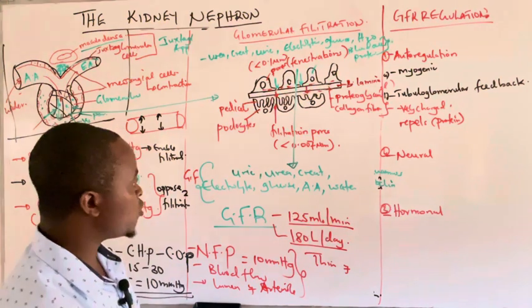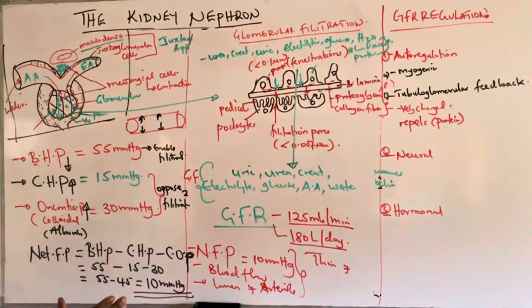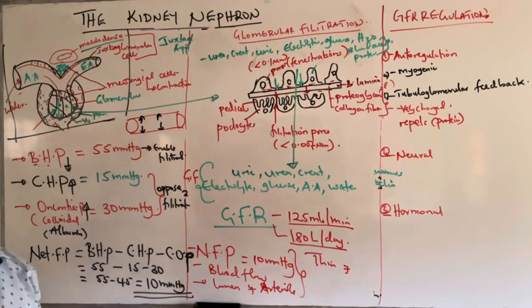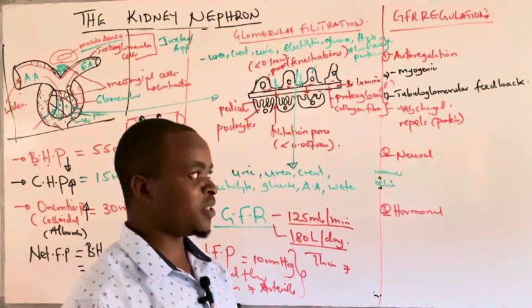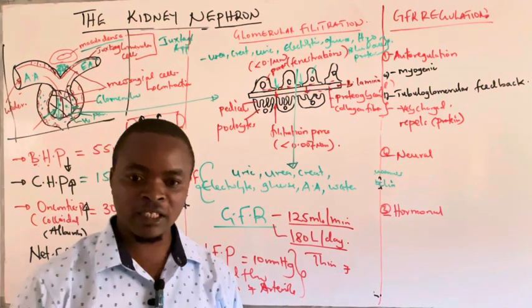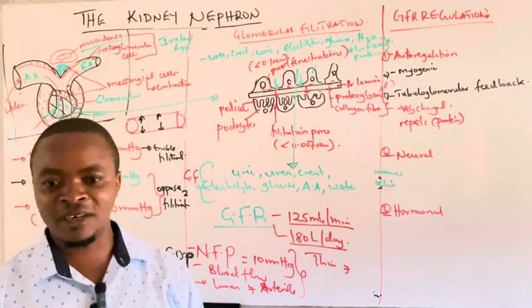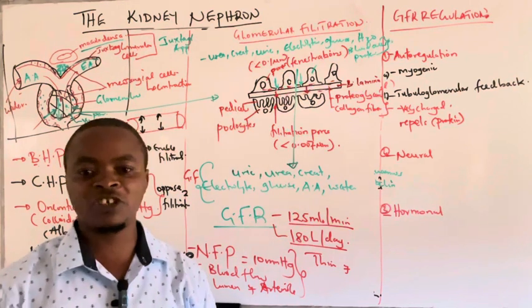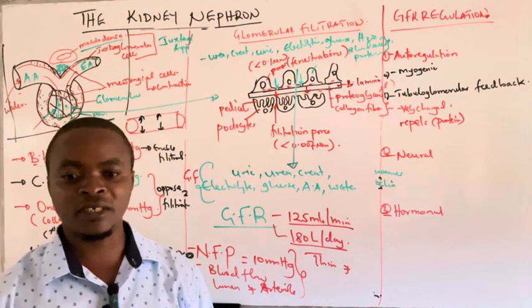So this is what we call glomerular filtration, whereby I have shown you the factors that affect it, and also how we come up with it. Net filtration pressure of 10. Lastly, we want to look at how GFR is regulated in the body. How do we regulate glomerular filtration in the kidney nephron?